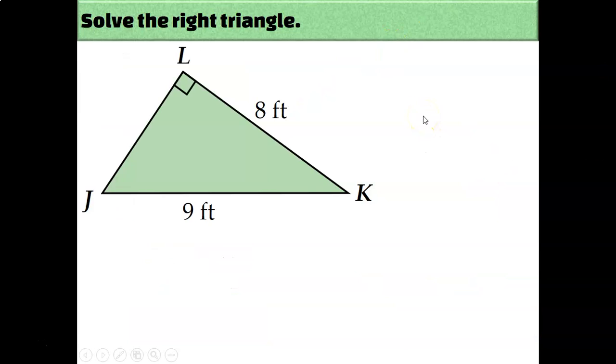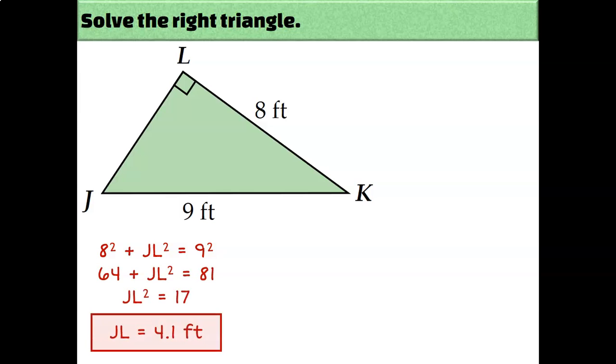Our next problem is kind of similar to the one that we just did because the first thing that we should do is calculate the missing side length using the Pythagorean theorem. Always be careful on how you set up the Pythagorean theorem though. For this problem, you don't want to write 8 squared plus 9 squared equals JL squared. Remember that the Pythagorean theorem is a squared plus b squared equals c squared. C has to be the hypotenuse. So the correct equation to write would be that 8 squared plus JL squared equals 9 squared. And solve that out, and we find out that JL is about 4.1 feet.